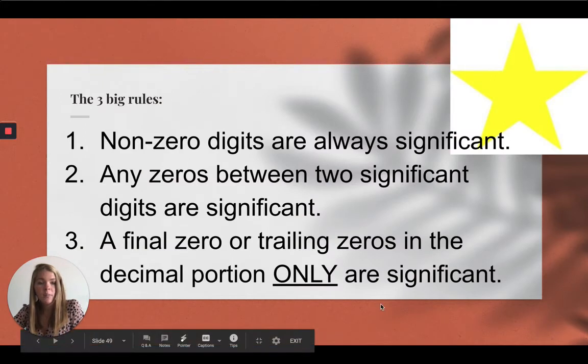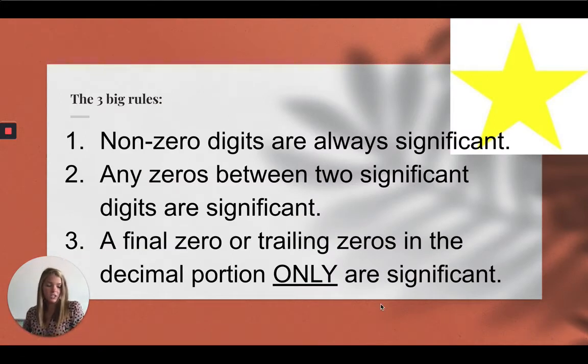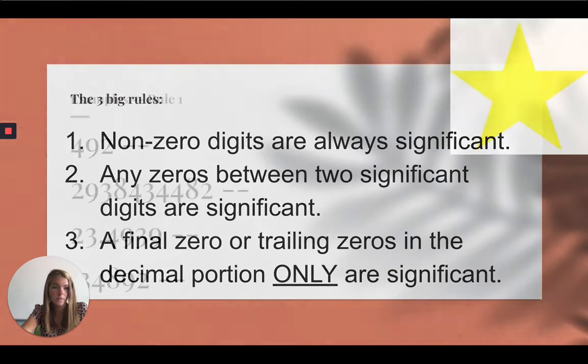So, there are 3 big rules about significant figures, and these are in your note packet. The first is that non-zero digits are always significant. The second, that any zero between 2 significant digits is significant. And the final being that final zeros or trailing zeros in the decimal portion are the only ones that are significant. I'm going to go through some examples of what these mean because that is foreign language to you. But you will need to know these rules.